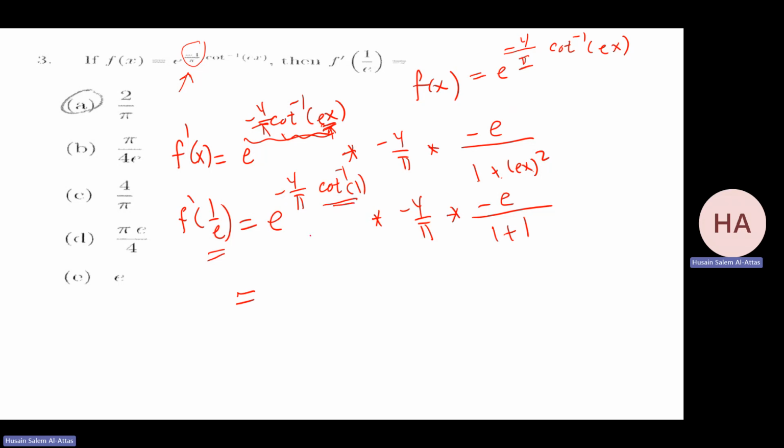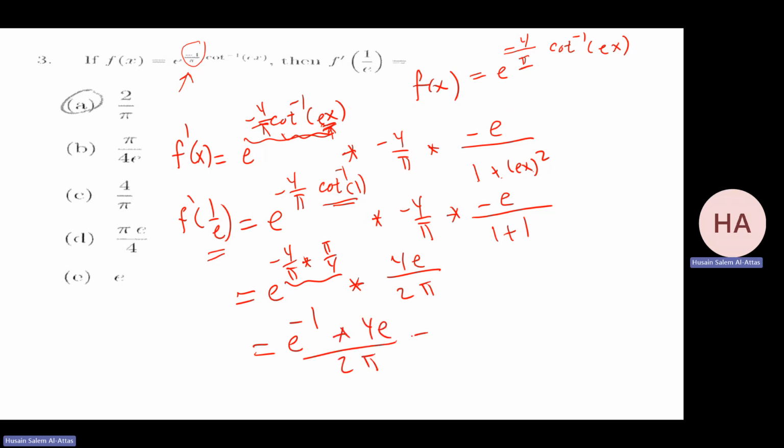So this will be e times minus 4 over pi times pi over 4 times, here I have what? 4e over 2 pi. And this gives me what? E is minus 1. This is minus 1 times 4e over 2 pi. And this is cancelled, so I have 2 over pi, which is this answer.